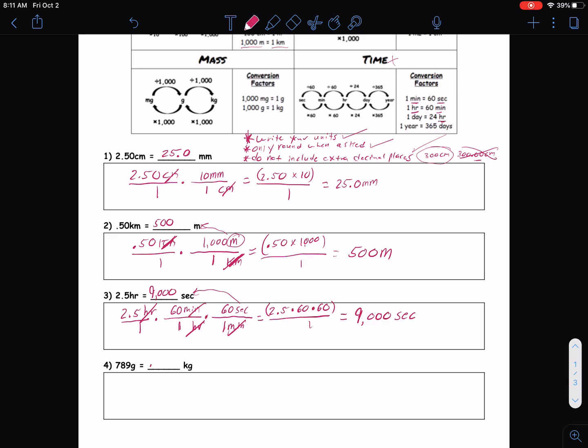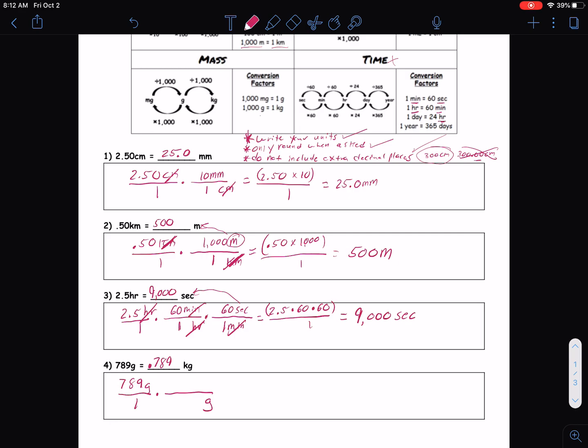This comes out to actually be 0.789 kilograms. And we're going to get that by starting with what we know, setting it over 1. We're going to multiply by 1 using a conversion factor. We have grams in the numerator. We got grams in the denominator.